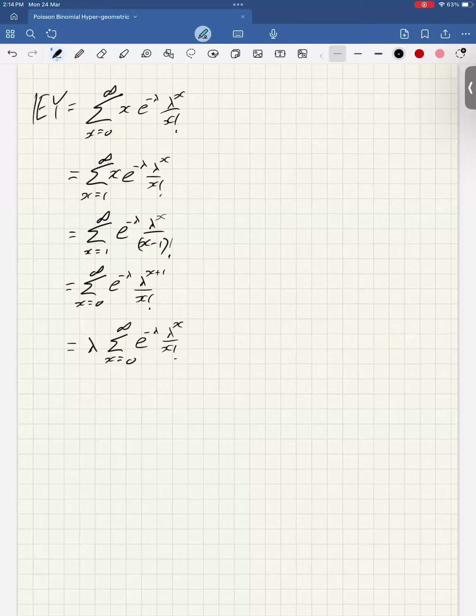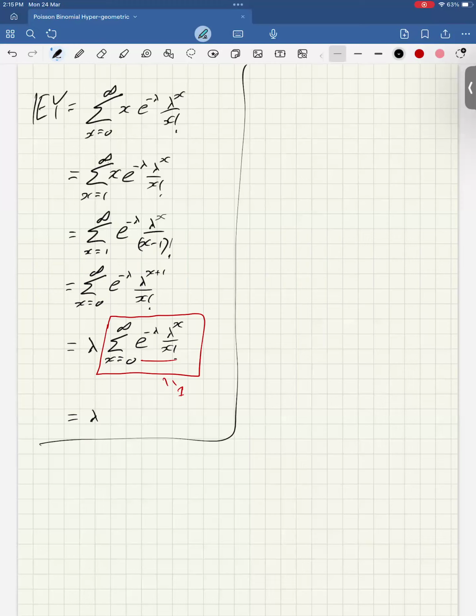Now, this was another example. We've already seen one in class. This is an example of what we might call completing the probability distribution, because here we have a summation over all probabilities in the probability mass function. This is a probability mass function of a Poisson, hence it is 1. So the result is that we get a lambda. So that was a derivation of the expectation.